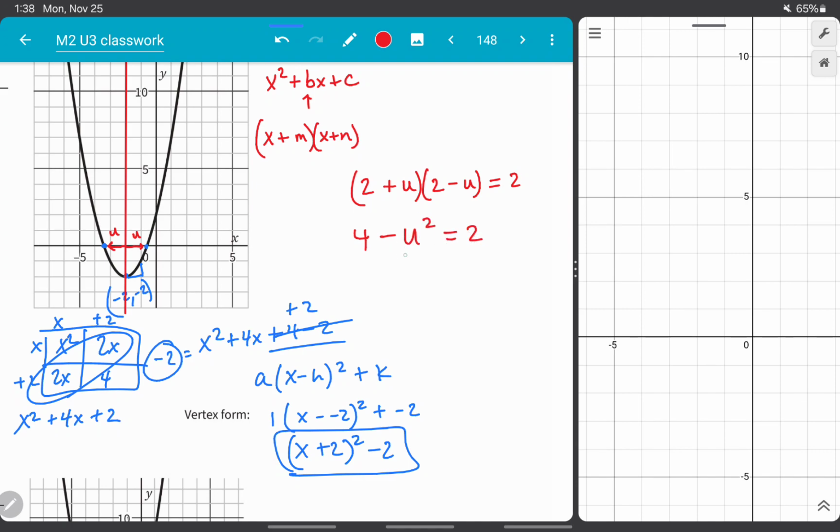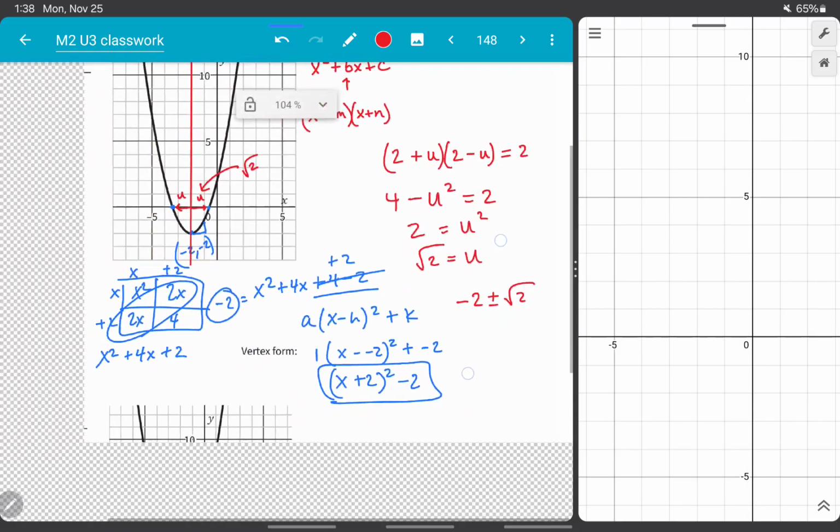Add the u squared and subtract 2 from both sides. So we get 2 equals u squared, u equals square root 2. So what this means is that this unknown number is square root 2. And I can tell that my vertex is at -2. So that means my two roots are at -2 plus or minus square root 2.